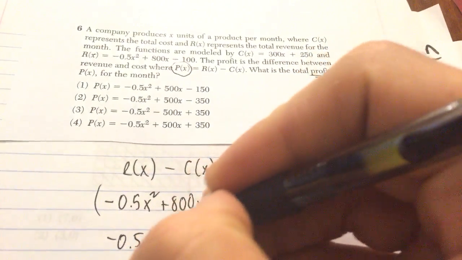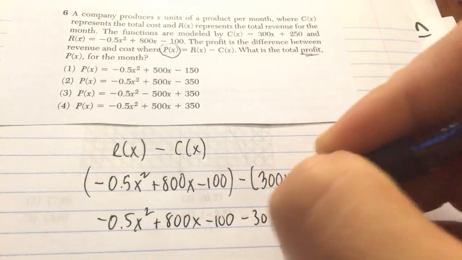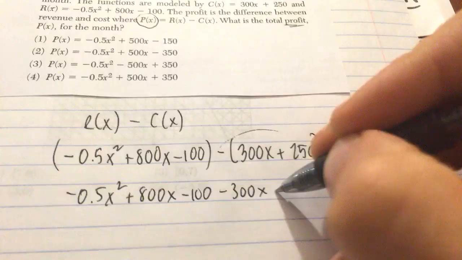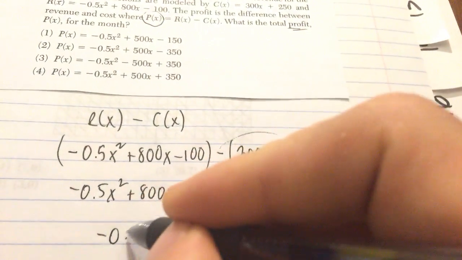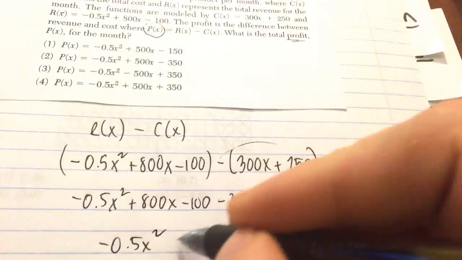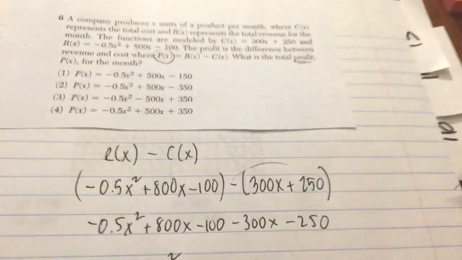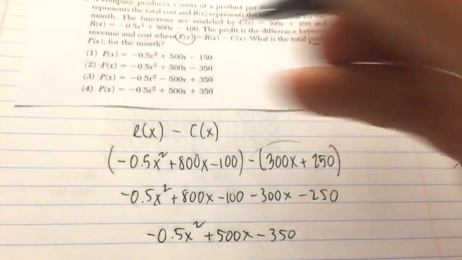So here is my problem. I have negative 0.5x squared plus 800x minus 100 minus 300x. And remember, you have to distribute this minus sign, so you have minus 250. Combining like terms, plus 500x minus 350. Choice number 2.